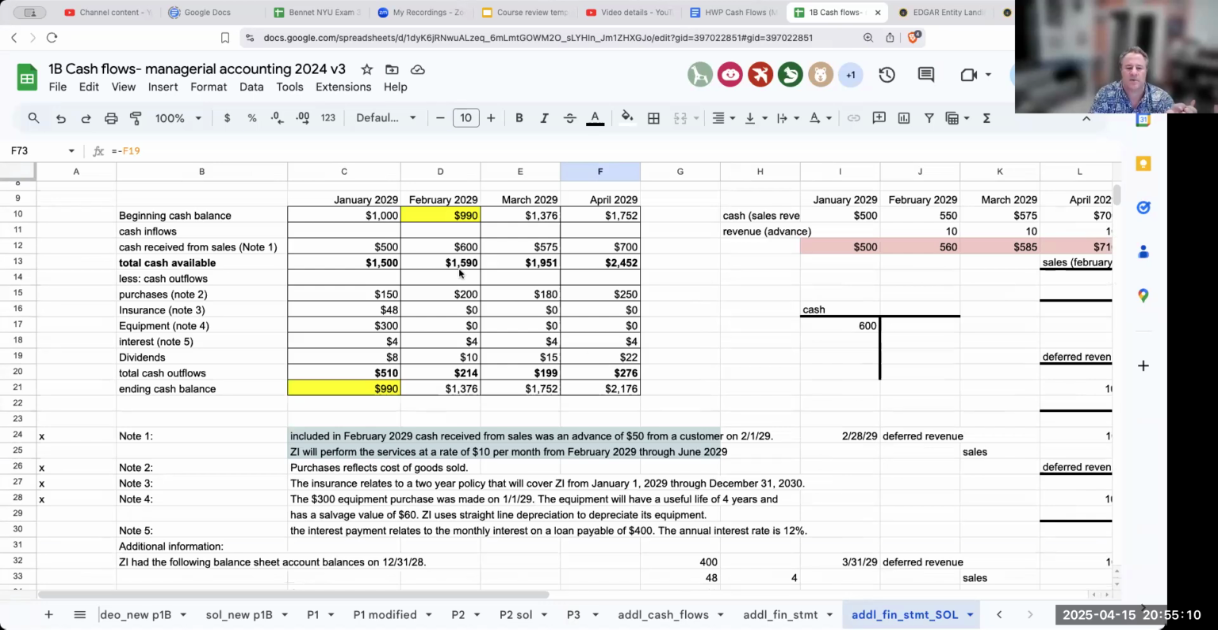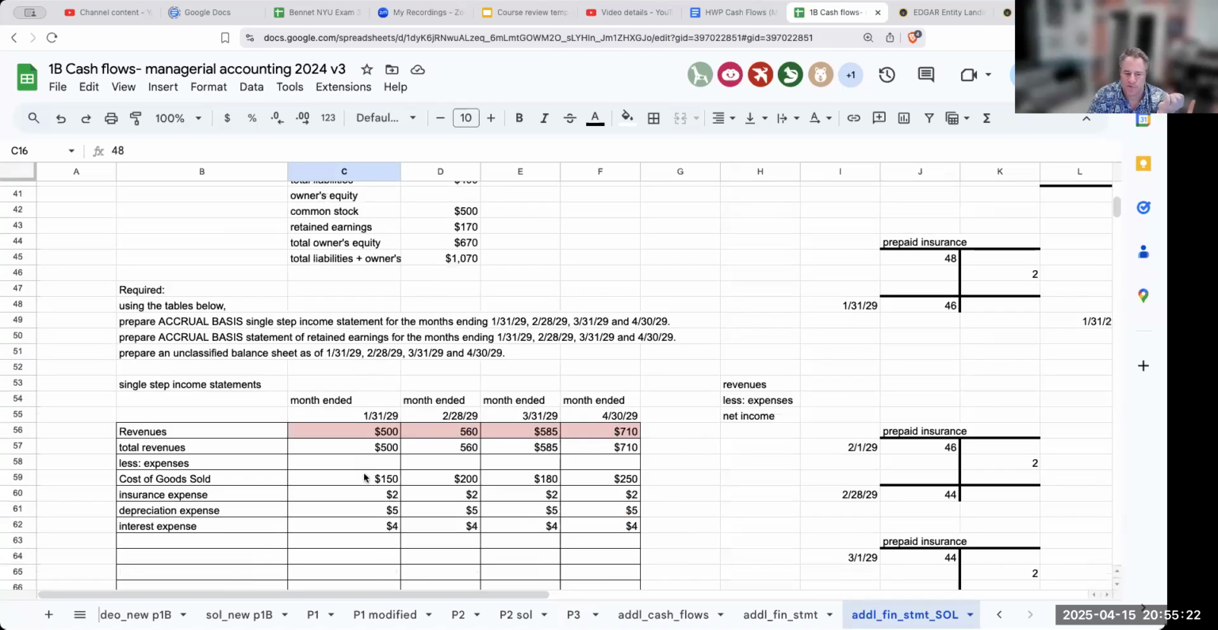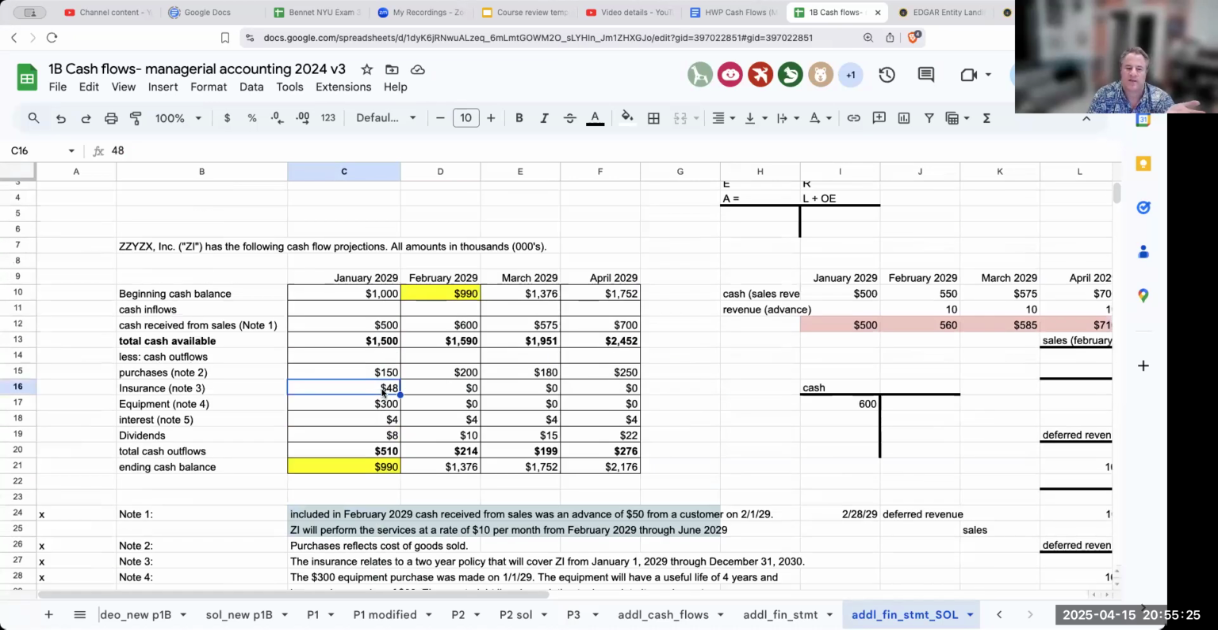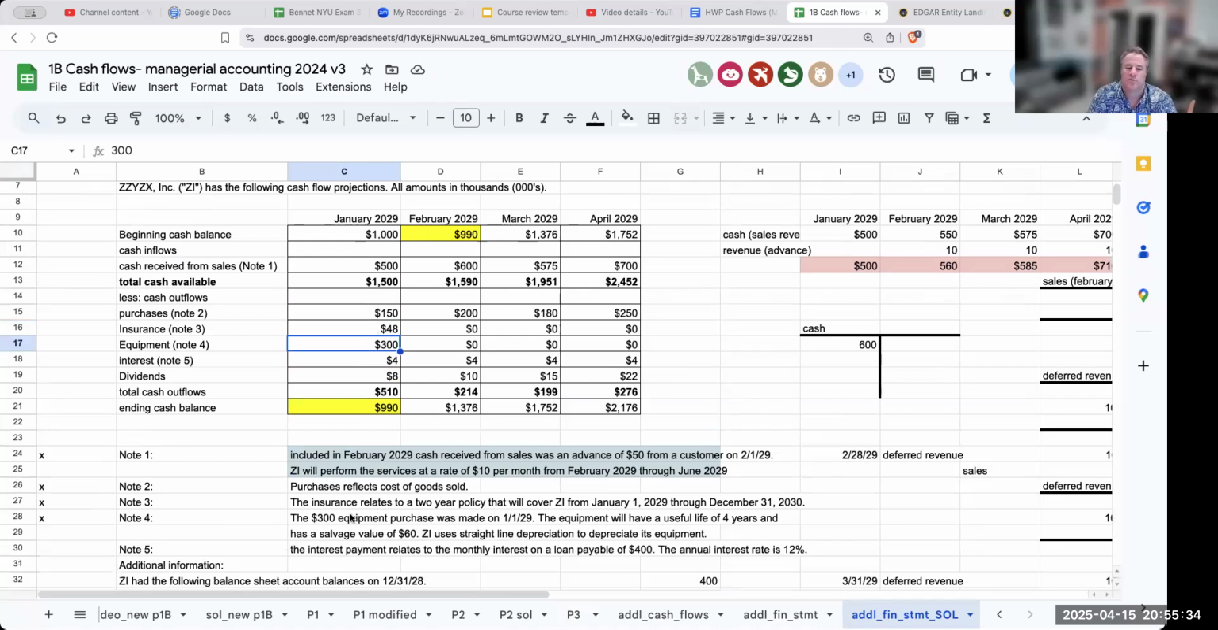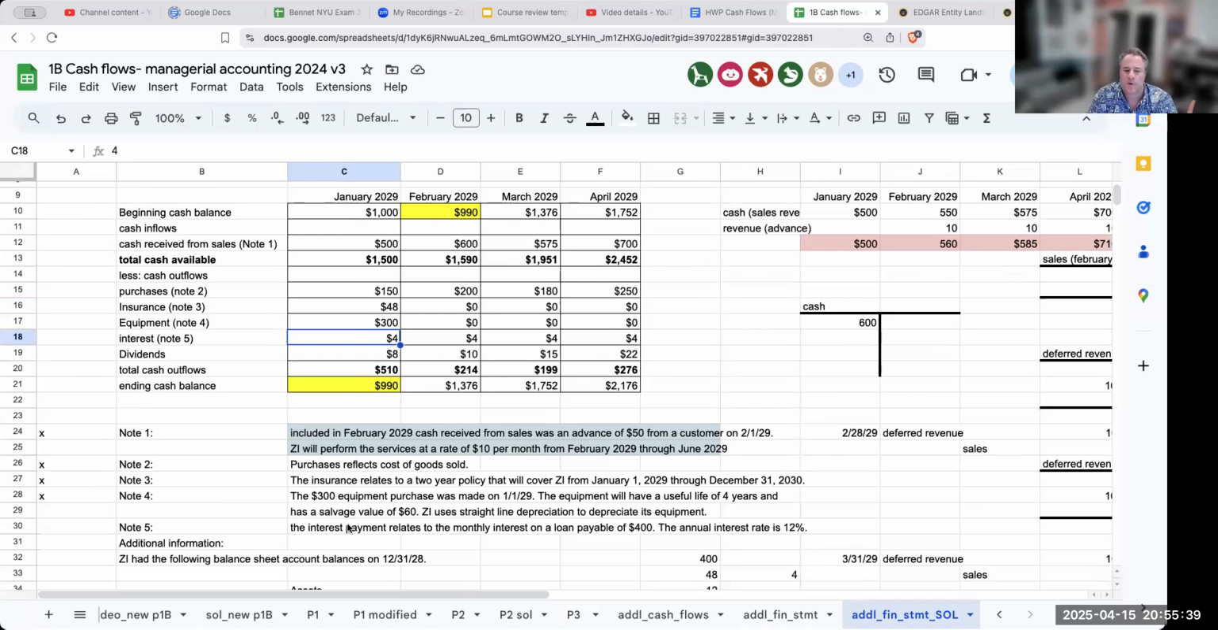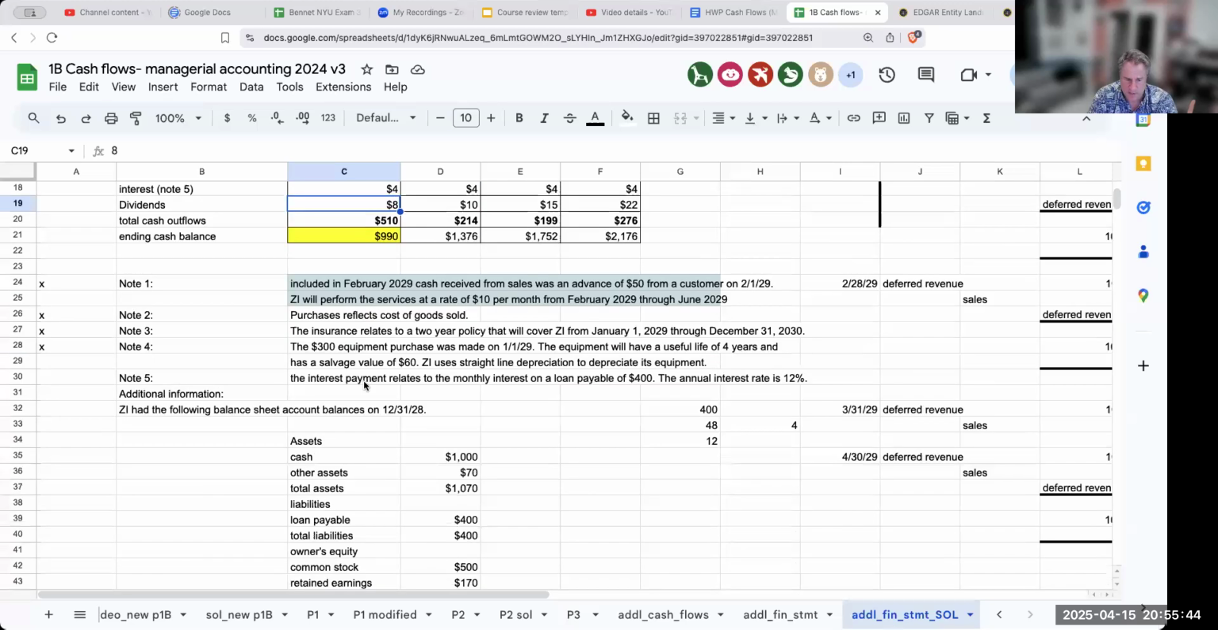So let's go through this again. I went through and I dealt with the cash received from sales. I had that tricky thing with the revenue, dealt with that. Next thing, purchases, same thing as cost of goods sold. Insurance expense, this is for a 2-year benefit. Have to record the expense over a 2-year period. The equipment, I'm going to depreciate this over the estimated useful life of the equipment, which is 4 years. The interest represents the monthly interest on a loan, and the dividends do not go on the income statement.